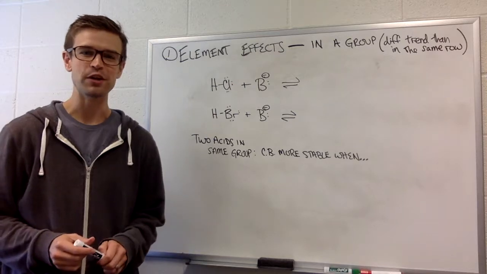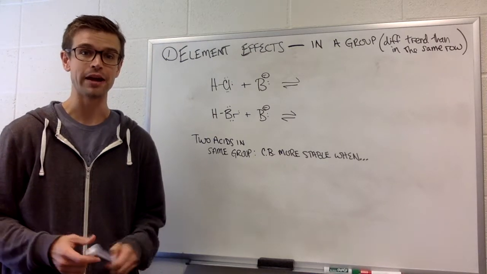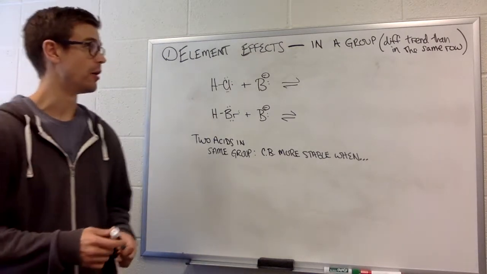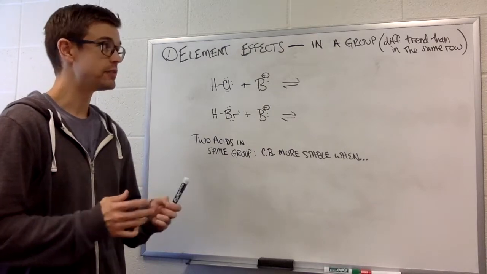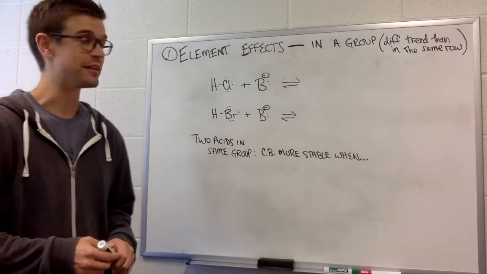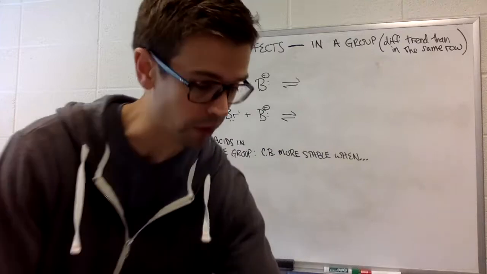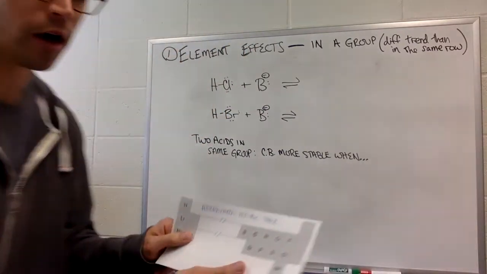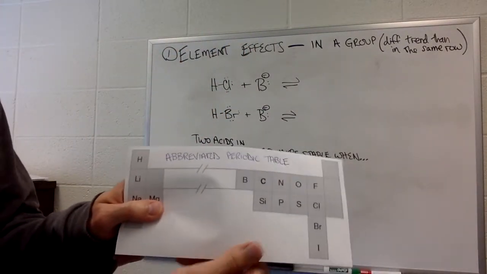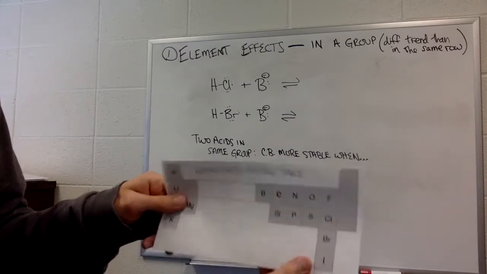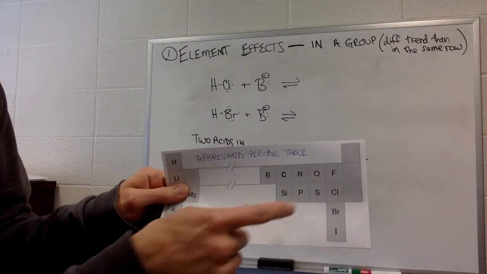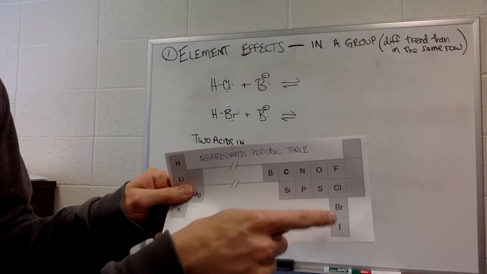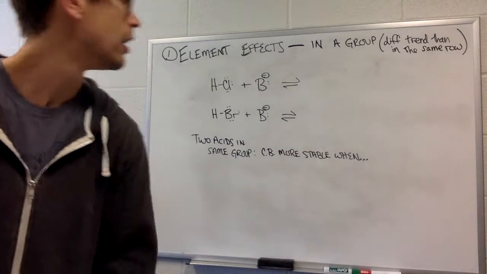This is the second video on element effects and how they impact relative acidity. In this video, we're talking about elements that are in the same group. So if we look at our periodic table, groups are columns. What we're going to be talking about for this part of the video is this group here: fluorine, chlorine, bromine, iodine, the halogens.